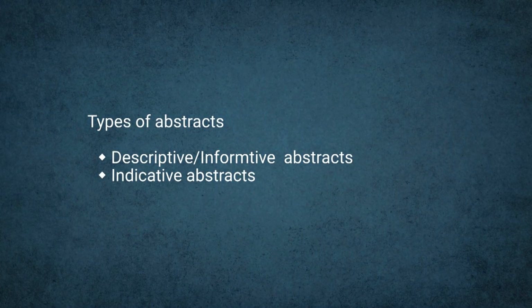Types of abstract: there are plenty of types, but for our simplicity, one is the informative or descriptive abstract, the other one is the indicative abstract. Besides that, there are title abstracts, slanted abstracts, professional abstracts, and many other types of abstracts. Let us not discuss those typical abstracts, but mainly the two kinds we face in everyday life.